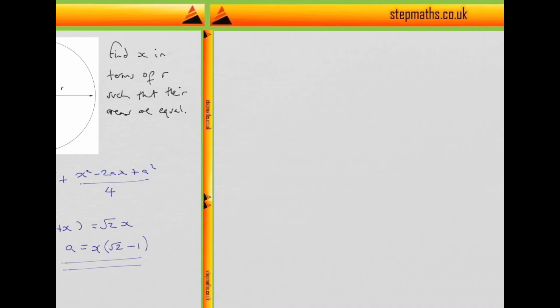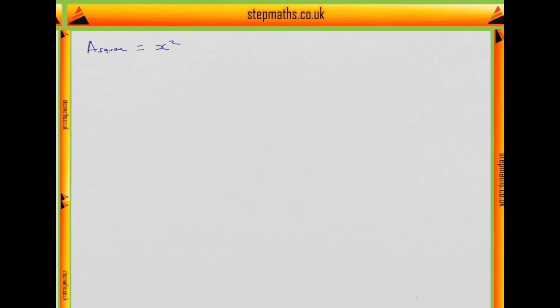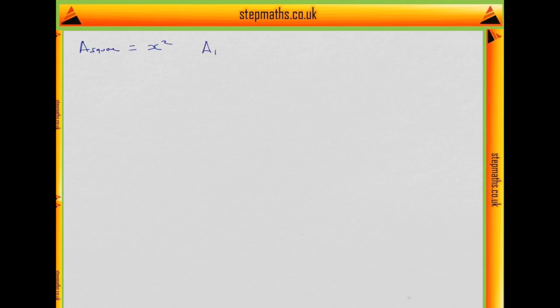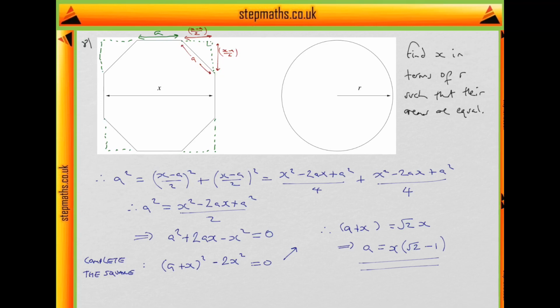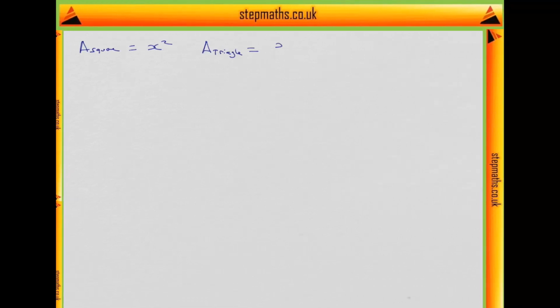Okay, so how does that help us? Well, we know the area of the square is equal to simply x squared. That's the width times the height. And what's the area of one of our triangles? Well, we now have its base and its height: (x minus a) over 2 times (x minus a) over 2, divided by 2. So it's half base times height. So the area of the triangle is going to be ((x minus a) over 2) all squared times 1/2.